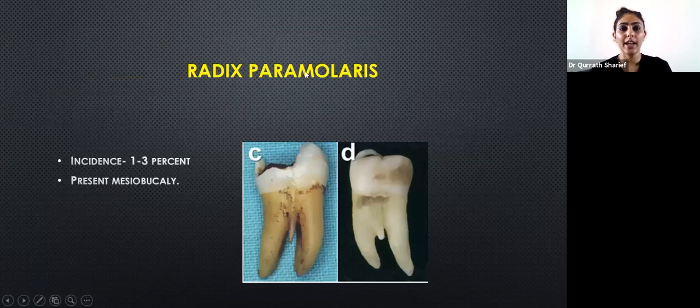Now, Radix paramolaris. The incidence for this in your mandibular second molars is 1 to 3%. It is very rare. Normally these are present mesiobuccally. Carlson gave a classification for this, type A and type B. One is present mesiobuccally, or one which is present in the center of the buccal and the lingual root.